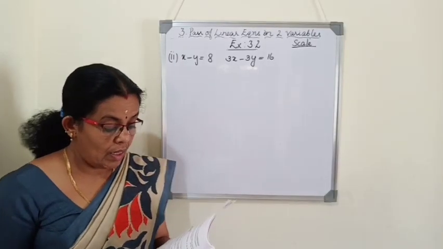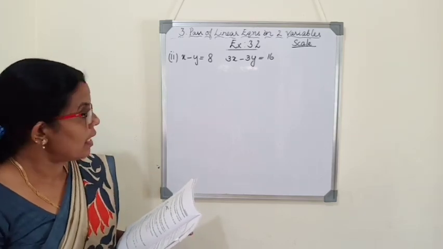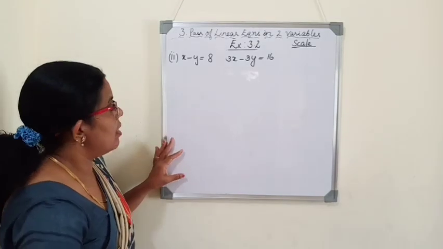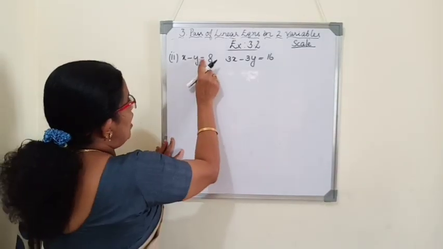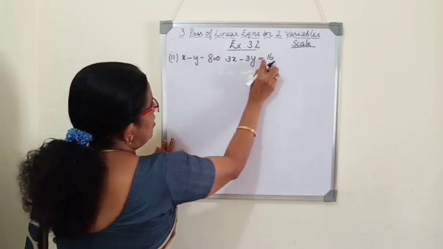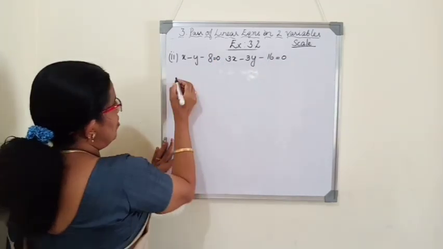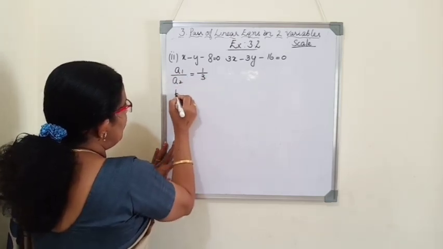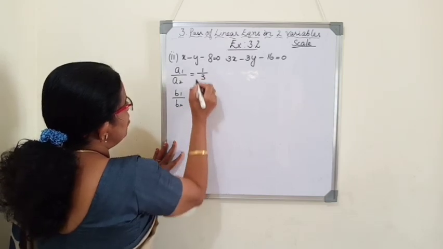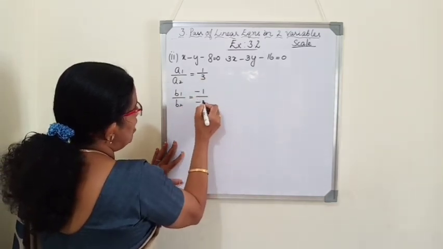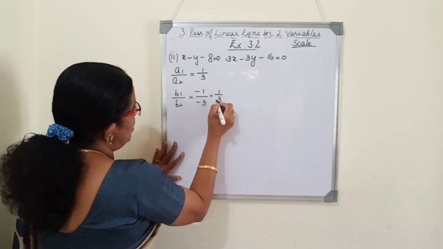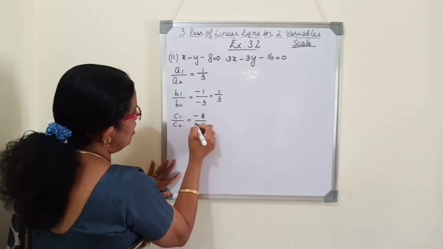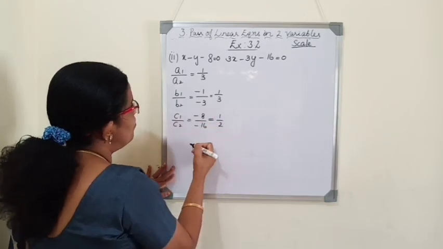The second question is x minus y equals 8, 3x minus 3y equals 16. We'll find the ratio and see whether the lines are consistent or not. So before that, 8 take it to the left side, and 16, equal to 0. First, a1 by a2 is equal to 1 by 3. b1 by b2 is equal to minus 1 by minus 3. Cancel minus and minus, it is 1 by 3. c1 by c2, minus 8 by minus 16. Minus sign will cancel, 1 by 2.